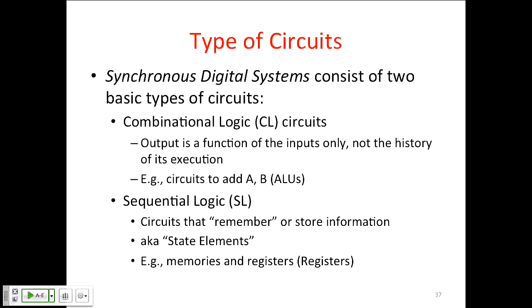In addition to that combinational circuitry, to build a computer, we also need what we call sequential logic, which is stuff that remembers state, right? Examples of that are memories and registers. They remember a value and hold on to it for a while, and we can update that state. And the combination of combinational logic plus sequential elements is how we build big computers.